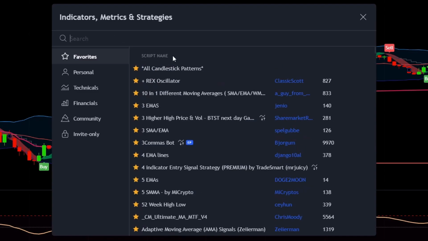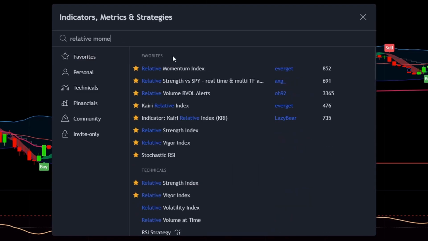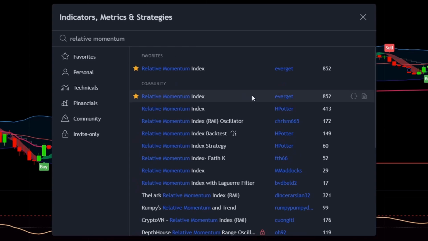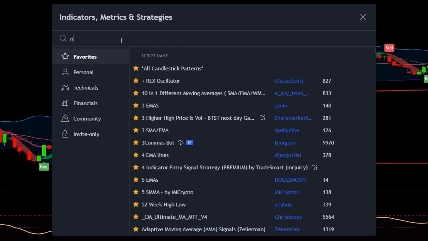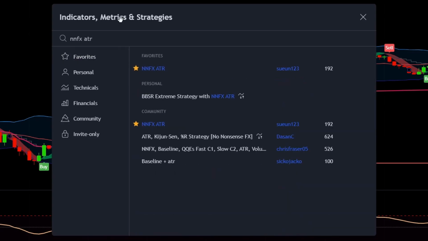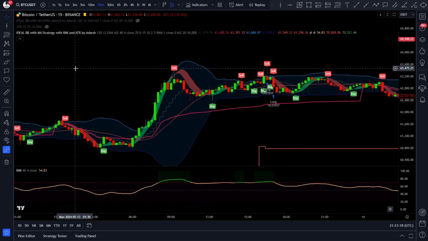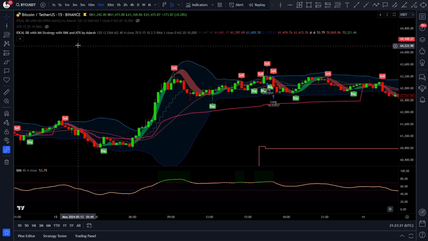Then type in relative momentum index and add this one to your chart by Everget. Finally, the well-known NNFX ATR. This will be our stop loss. Add this one to your chart. We have all of the indicators on the chart, but we still need to change some settings.